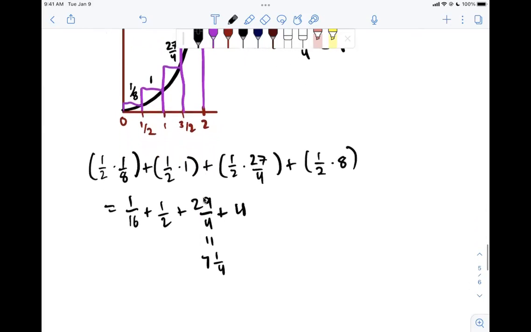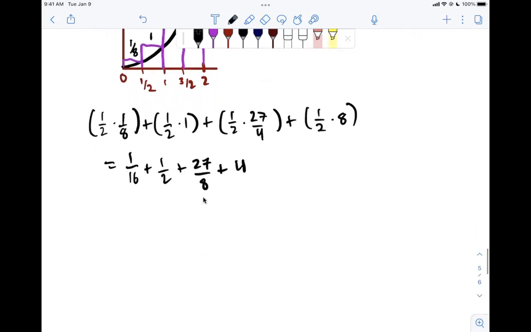Oh, actually, you know what? This is not quite right. This should be a 27 over 8. I don't know why I added those. So let me fix that. All right, 27 over 8. Let's see if that makes a little bit more sense. So now this is just over 3. So it's like 3 3/8. So the answer finally is going to be close to 8 once we add all of these.